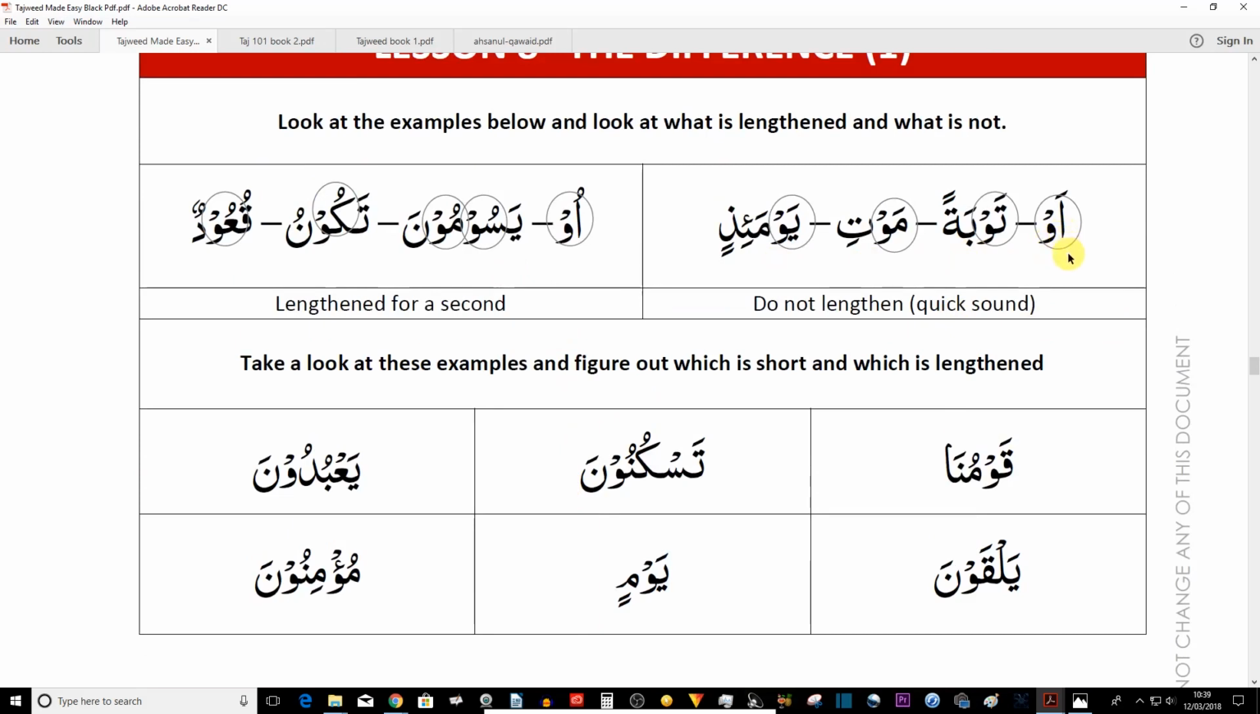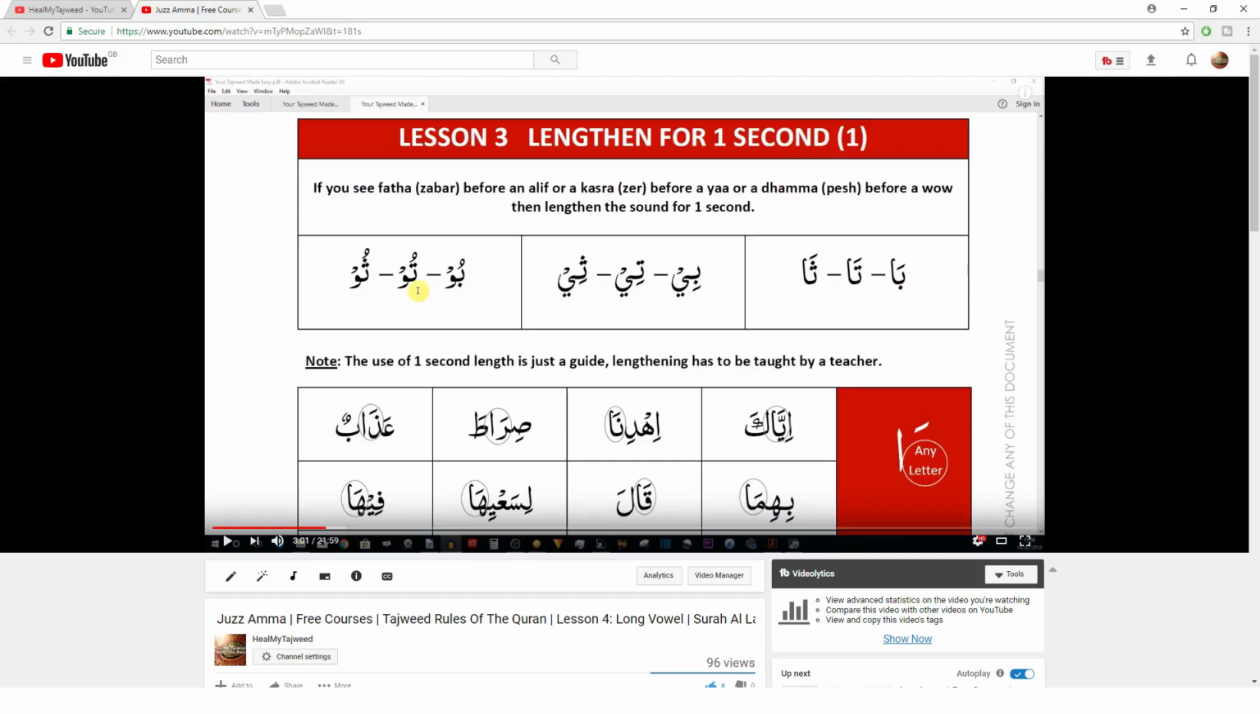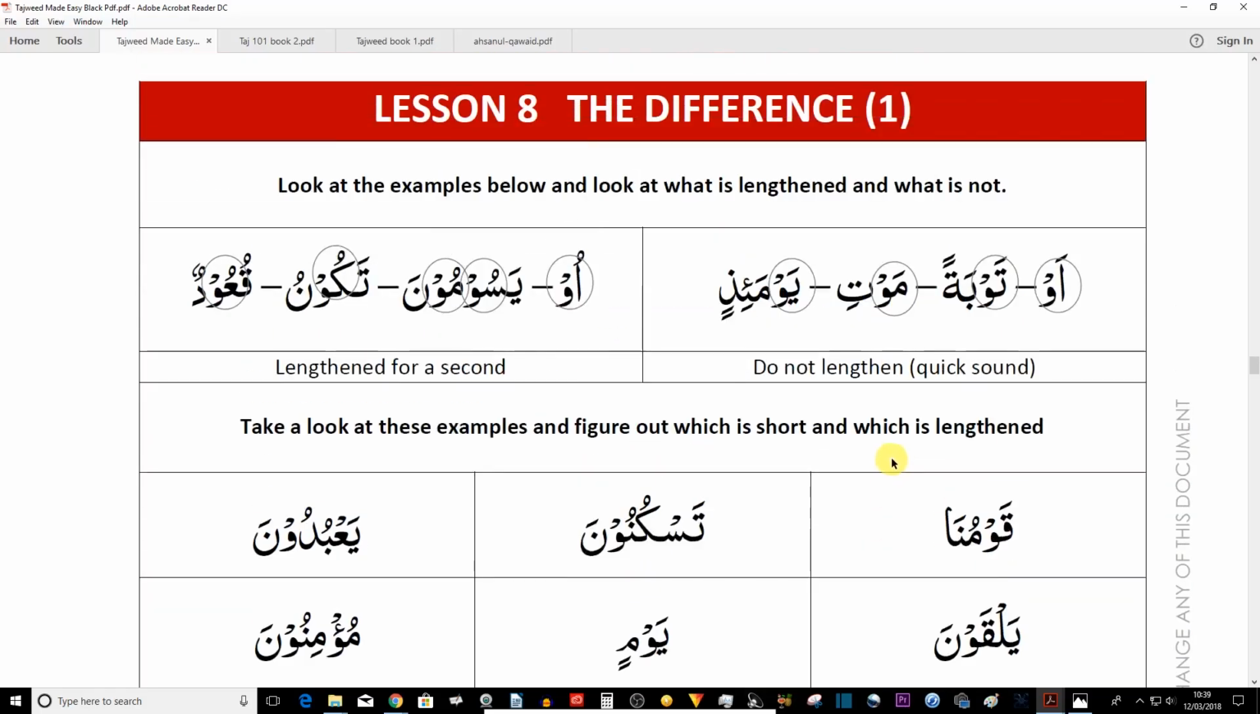And that is the contrast and the difference between the two. Leen letters, no stretching, aw. Mad asli, stretching, two beats or 1 second, oo, ee. So go ahead and check out lesson 4 that we covered in Surah Al Masad, where we talked about the mad asli. Okay, so let's go through this lesson today.